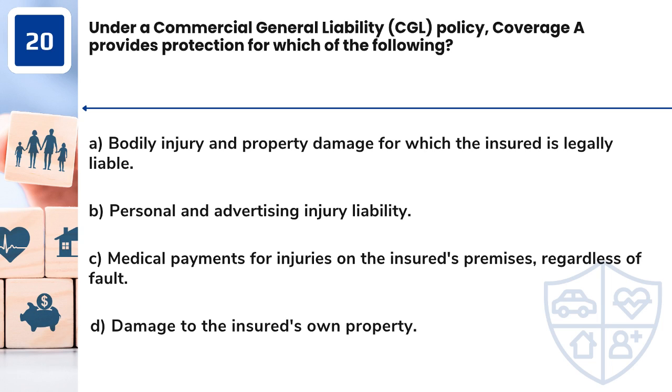Question 20. Under a commercial general liability, CGL, policy, coverage A provides protection for which of the following? A. Bodily injury and property damage for which the insured is legally liable. B. Personal and advertising injury liability. C. Medical payments for injuries on the insured's premises, regardless of fault. D. Damage to the insured's own property.